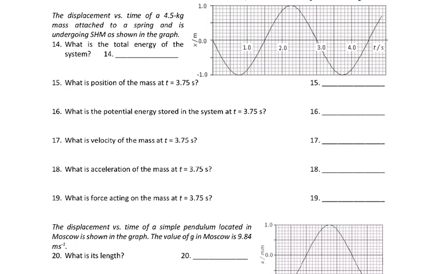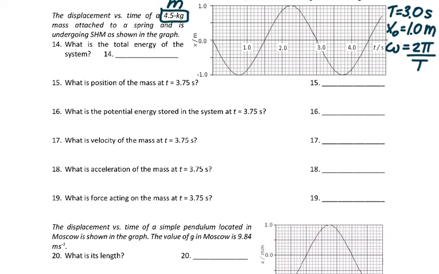Let's see. So for 14 through 19, we have a displacement versus time graph. We know the mass is 4.5 kilograms, and it says in the problem that it's undergoing simple harmonic motion. From the graph, we can ascertain the period. We can see that one cycle does complete in 3 seconds. We can also see that the amplitude of the system is 1 meter.